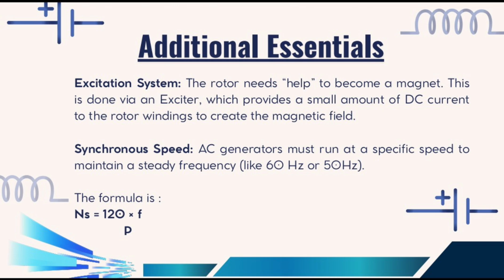And for the additional essentials, excitation systems: the rotor needs help to become a magnet. This is done via an exciter, which provides a small amount of DC current to the rotor windings to create a magnetic field. A synchronous speed AC generator must run at a specific speed to maintain a steady frequency, like 60 Hz or 50 Hz. And the formula is Ns = 120 × f / P.